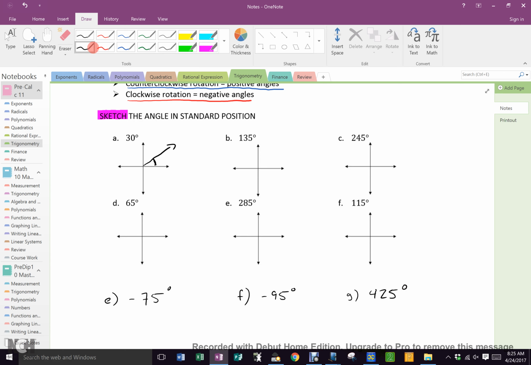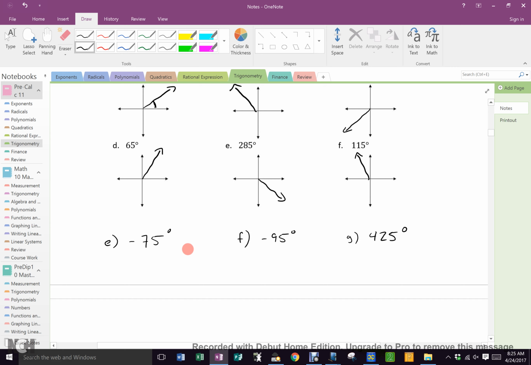All right. Has everyone attempted at least the first six? Yes? Okay. So, 135, straight out that way, halfway, right? Because it's 45 degrees past 90. 245 is going to be down here. 65 is going to be in there. 285 is going to be down there. 115 is going to be there. Was everybody good? Yeah? Everybody can do the six basic ones?